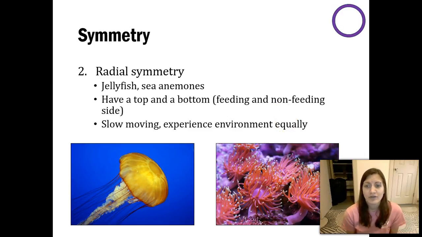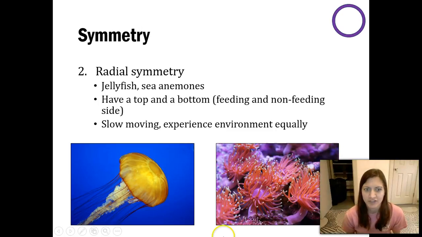Now, as you noticed, we don't have that many organisms that are classified as having radial symmetry. In fact, it's really hard to come up with species that have this. Mainly, it's because these organisms are slow-moving organisms. Sea anemones don't move at all. They're latched onto a particular surface. Jellies move incredibly slowly. And so we think that the benefit to having radial symmetry is that you can experience the environment from all sides.